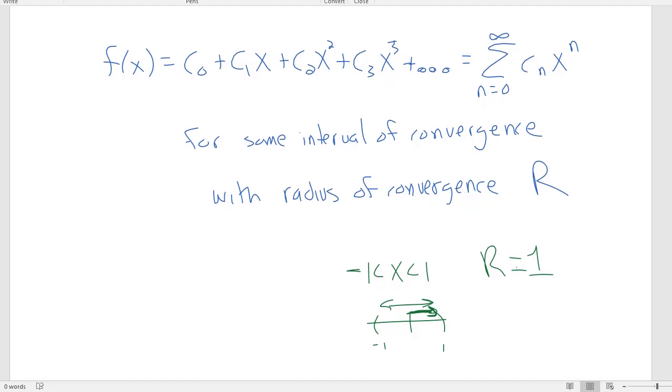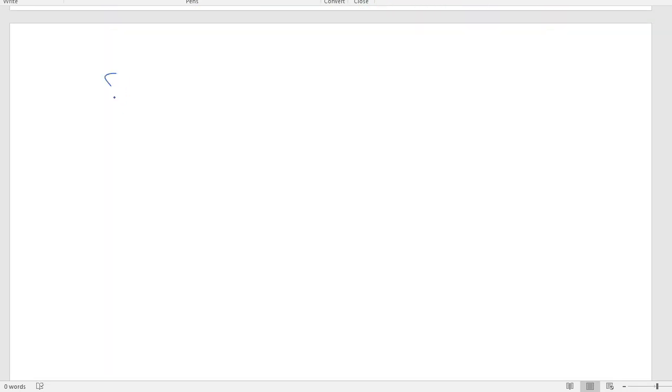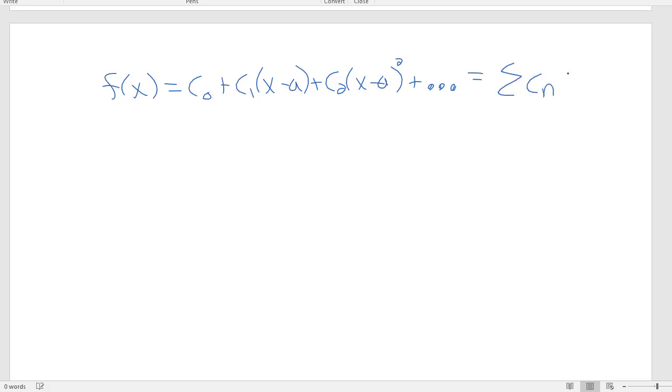So we can write in an even more general form that a function has a power series centered anywhere we want to center it. I would write c sub 0 plus c1 times x minus a plus c2 times x minus a squared plus dot dot dot. So we'll have coefficients, and then we can center the series anywhere we want. This is a power series centered at a. Let me clean this up a little bit.